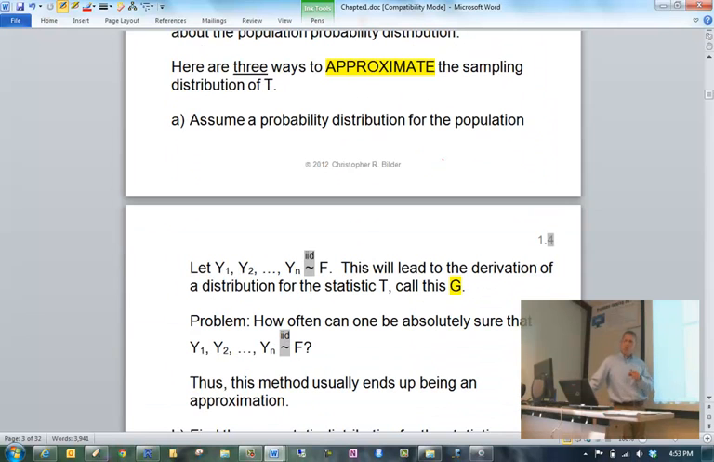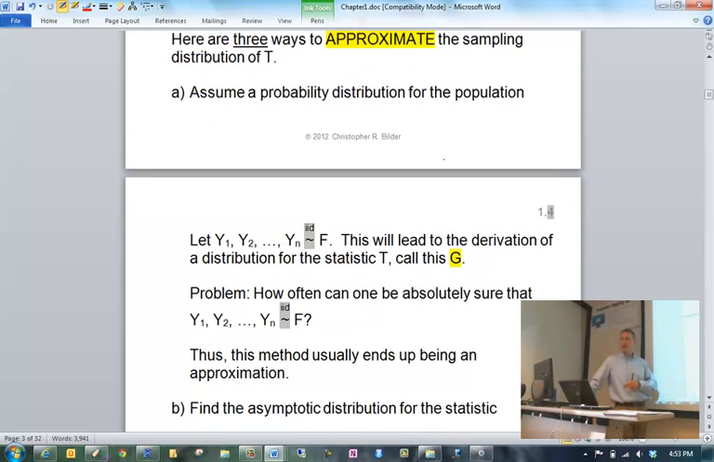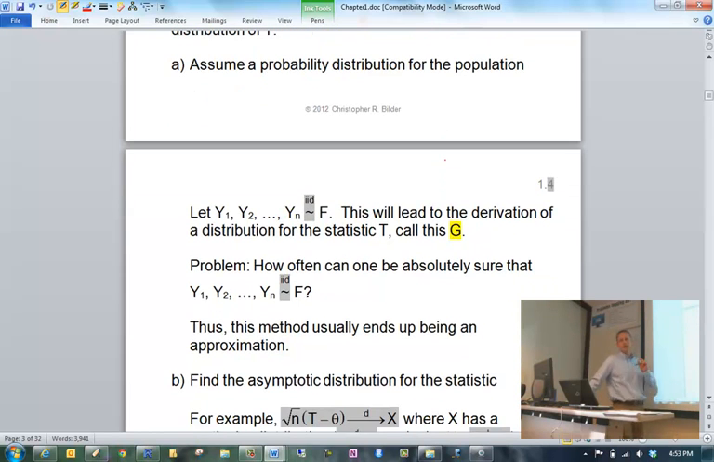So there are three ways that we can approximate the sampling distribution for T. Again, let me remind you why this is important. If you want to do confidence intervals, if you want to do hypothesis tests with a certain level of accuracy, you need to know what the sampling distribution is. So here are three possible ways that you can approximate the sampling distribution of T.